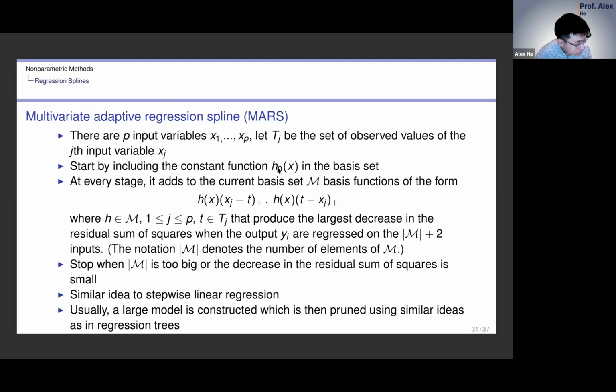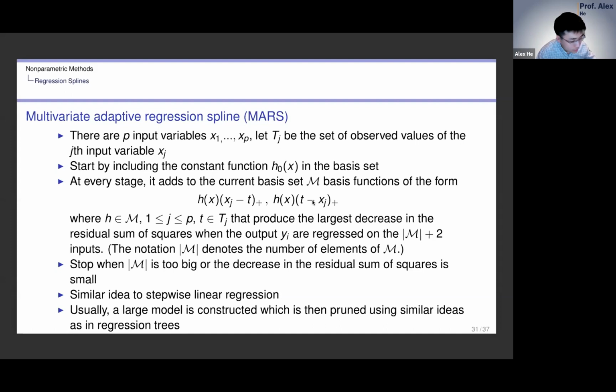And then in each stage, we add something to the basis set. The things we add are going to take this form: h(x), where h(x) is anything that's already in the set, multiplied by this knot function, (xj minus t) positive part. The positive sign means we're taking the positive part of xj minus t, so that it equals xj minus t if that is positive, and equals zero if it's negative. So it will again look like a check function. The other thing is h(x) times (t minus xj) positive part, which equals t minus xj if that is positive, and zero if it's negative. Okay, so we are adding these two check functions to this basis set.